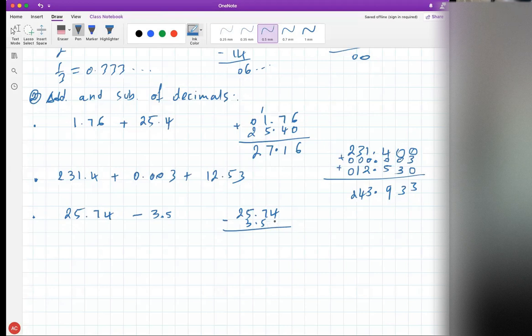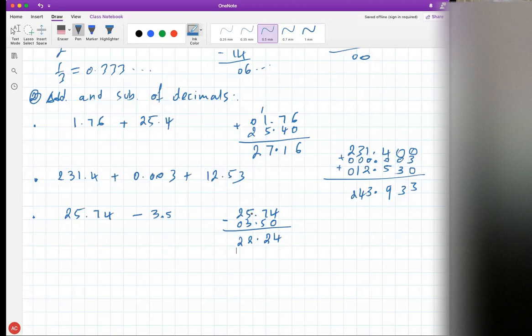Again, you can always put some zeros here. We have 0 here, 0. And then subtract normally, just like you would do with whole numbers. Subtract vertically. So that's 4. 7 take away 5, that's 2. Bring down the decimal. 2. Right? And then 2 again. And 2. And that's it. That's just as simple. Right? So pretty simple.